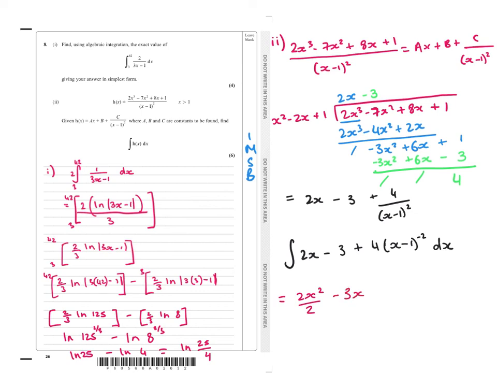Now here, if I increase the power by 1, minus 2 increased by 1 is minus 1. Divide by the new power, so 4 divided by the new power is minus 4, and then I need to divide by the differential of the bracket, which in this case is 1. So this is going to give me, and then plus c, x squared minus 3x minus 4 over x minus 1 plus c. And this is just what the integral equals.